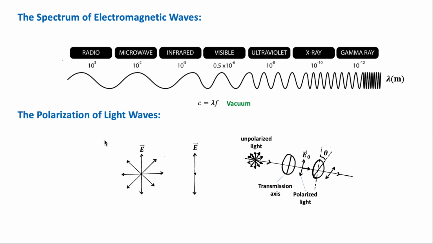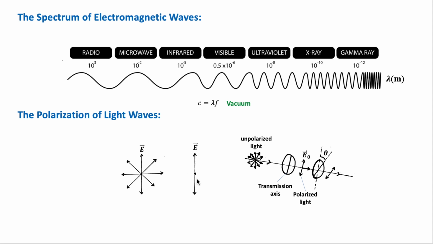So we will now discuss the polarization of light waves. As we have seen in video 6 of electromagnetism, the electric and magnetic vectors associated with an electromagnetic wave are perpendicular to each other, right? And to the direction of the wave propagation.